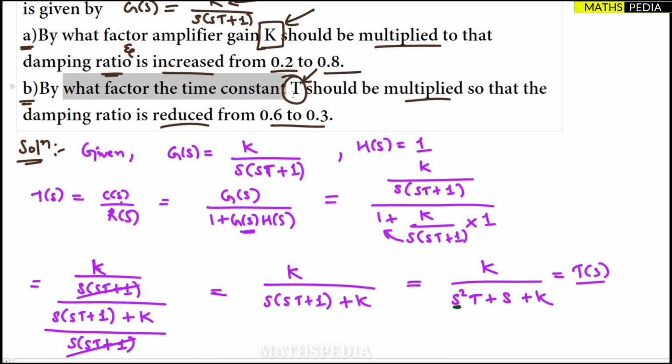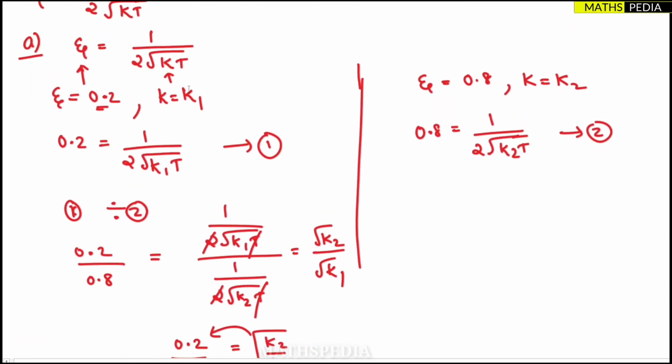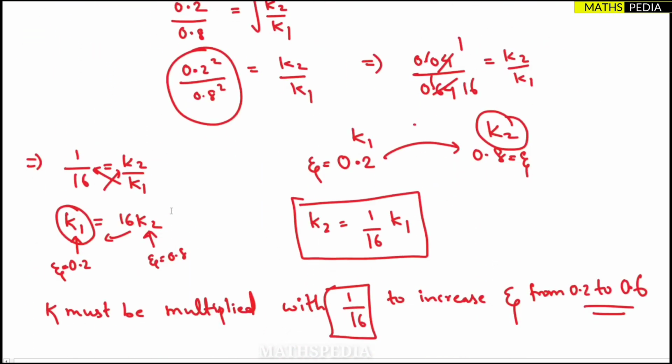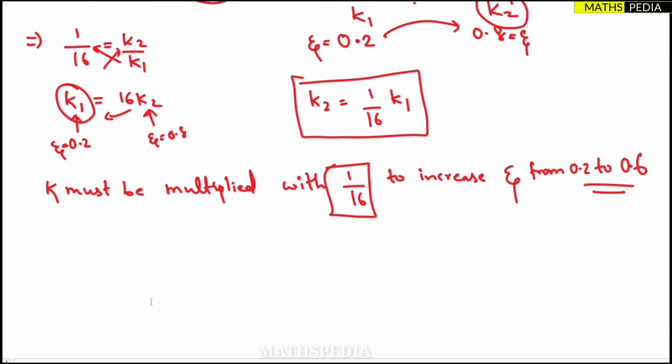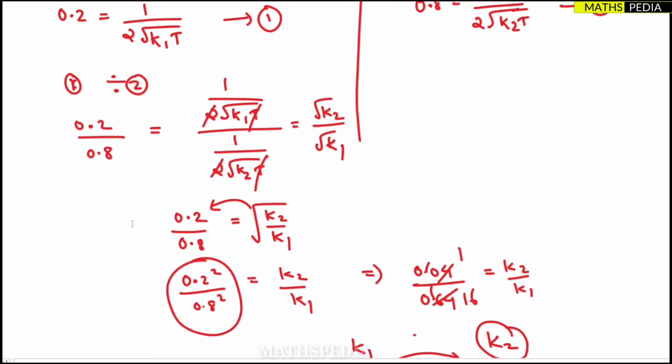By what factor should the time constant t be multiplied? When it comes to t, again the same concept applies, but this time, here in the equation we took t as constant, that means t remains the same. But in the next case, what will happen? K won't change. We'll keep k constant and t will change. So the next part, b part, again we'll divide. Now zeta value we know, we have to increase or decrease there.